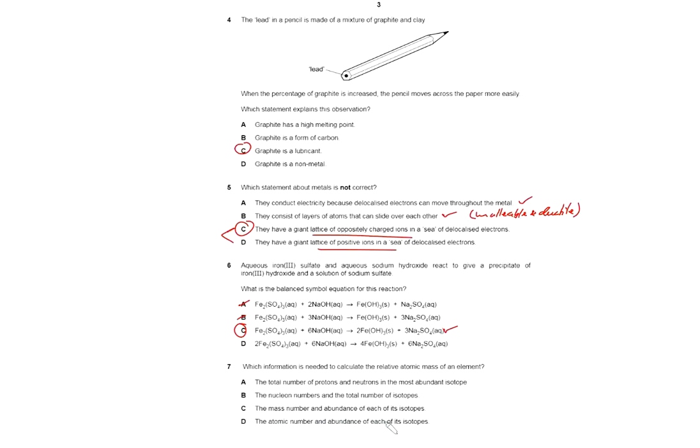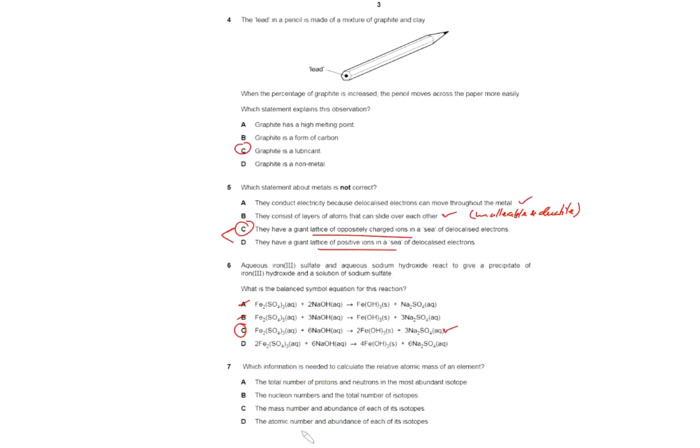We need to know the mass number, which is the same as the nuclear number. So nuclear number and mass number is the same thing. Same as the total number of protons and neutrons, it's basically the same thing as well. So these 3 here actually are talking about the same stuff.